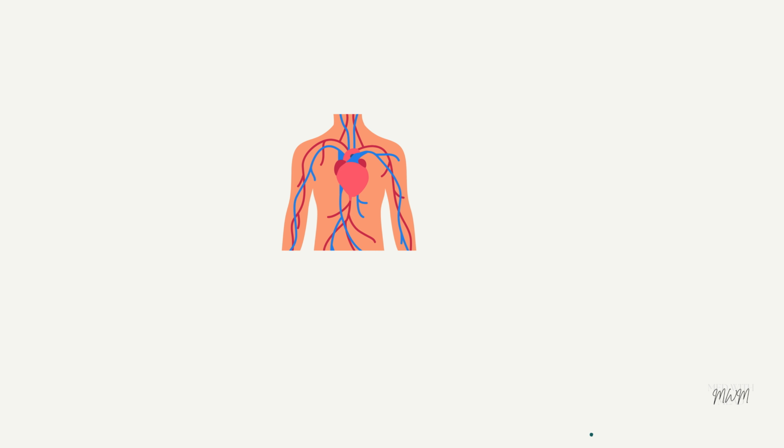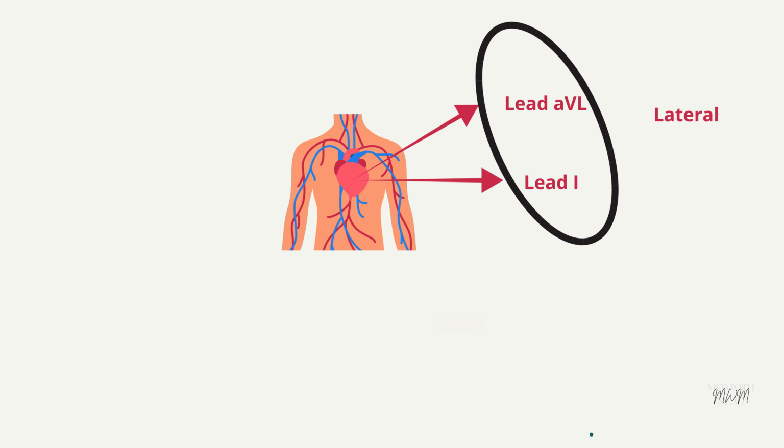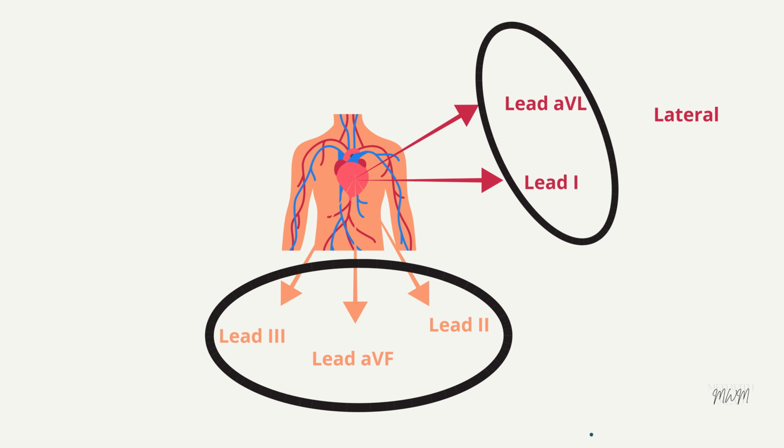Now let's look at the limb leads. These leads give us different angles around the heart. Lead 1 and AVL look from the left side and they show the lateral wall. Lead 2, 3 and AVF look from below and give us the inferior view. And lead AVR points toward the right upper side of the heart and mainly serves as a reference lead.